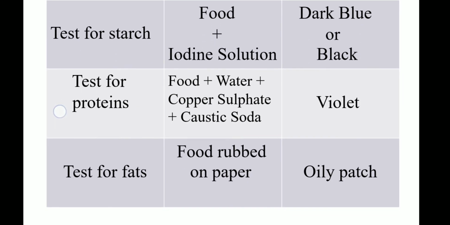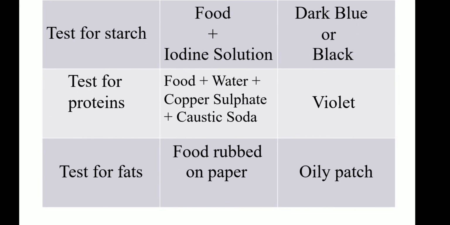Then we have the test for fats. So the procedure includes that food is rubbed on the paper. So we can see an oily patch on the paper. I hope you understood all the procedures, all the three methods, which are used to test the nutrients present in food substances.